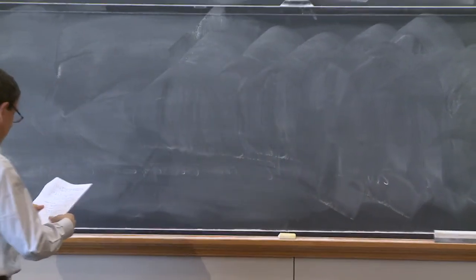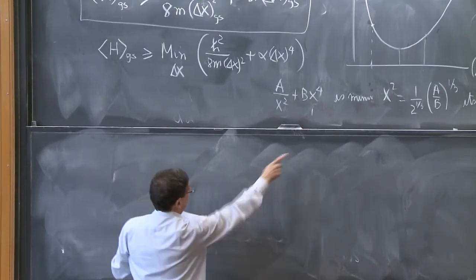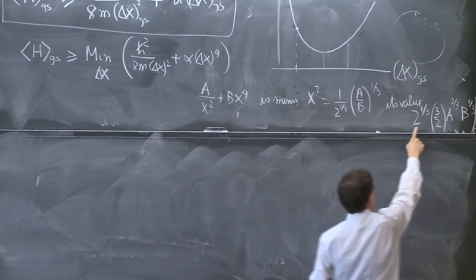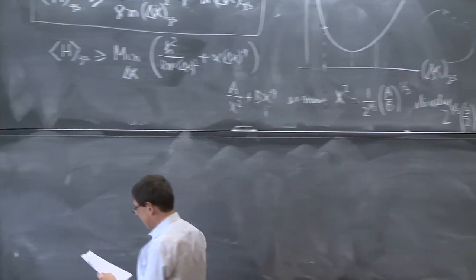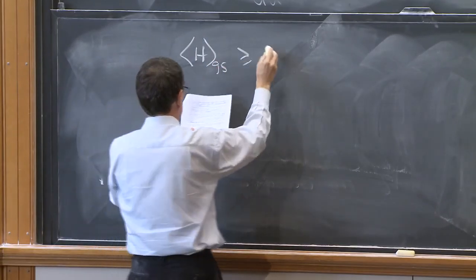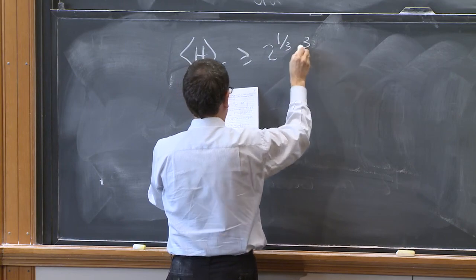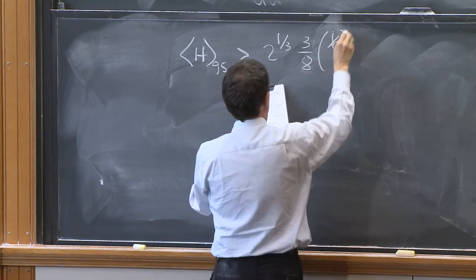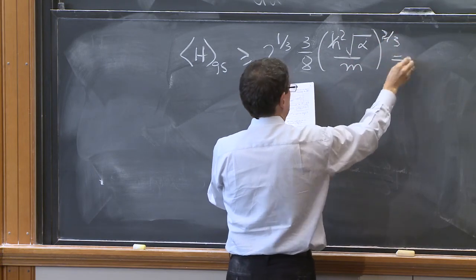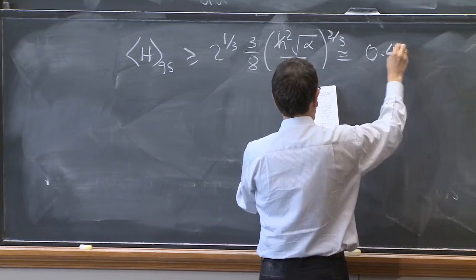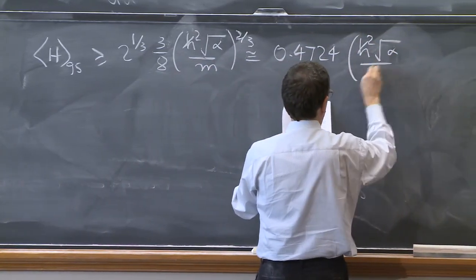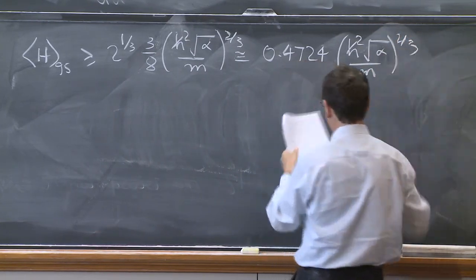So for this function, it turns out that a is whatever coefficient is here, b is whatever coefficient is there, so this is supposed to be the answer. And you get h on the ground state is greater than or equal to 2 to the 1/3, 3/8, h squared square root of alpha over m to the 2/3, which is about 0.4724 times h squared square root of alpha over m to the 2/3.